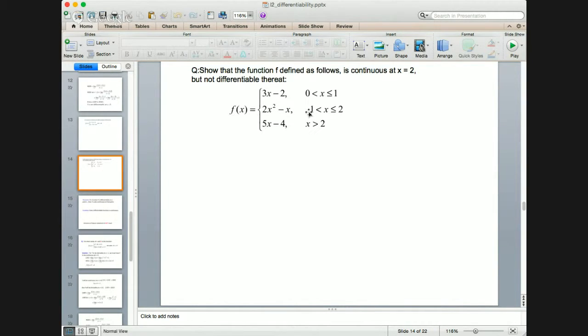Another question says, show that the function f defined as follows is continuous at x equal to 2 but not differentiable thereat. In fact, the question that we did was such that the function was continuous but was failing to be differentiable. There are many such possible examples, and this is one of them, but now you have to establish this algebraically. You have to show that the function is continuous but not differentiable.